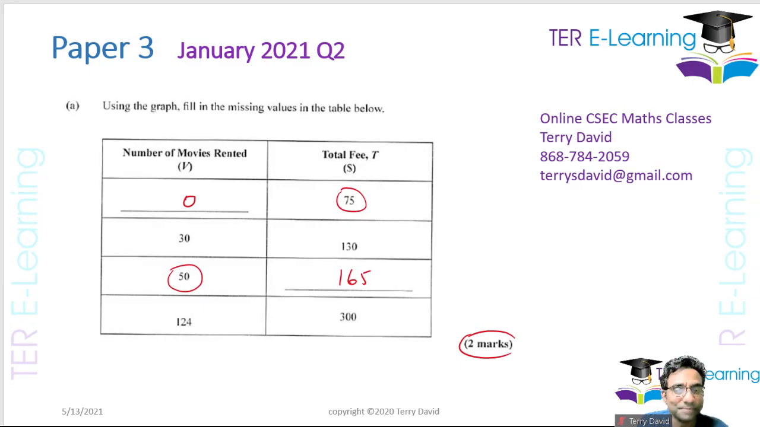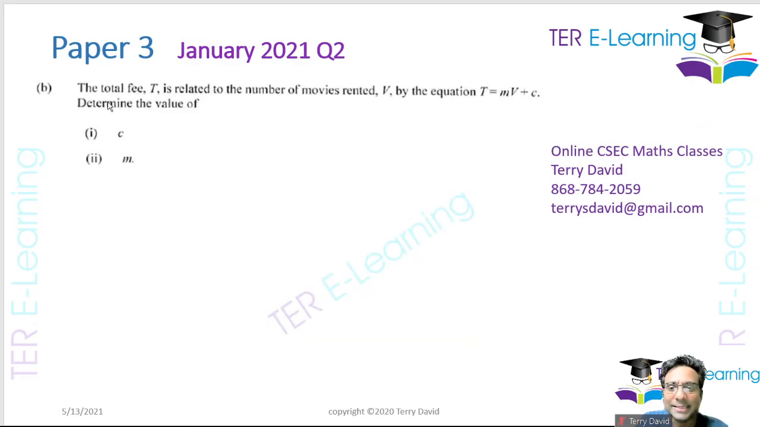That's your problem. Now, they said the total fee is related by this equation here. So if you look carefully, this equation resembles what we know as the formula for a straight line: y is equal to mx plus c. But in this case, t is my total cost, and v is the number of movies rented. And I want us to find c and m. So to find m, well, actually no, you can find c first, right?